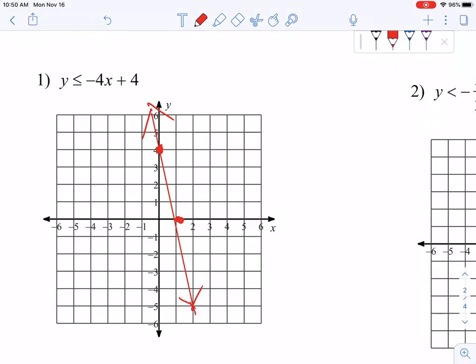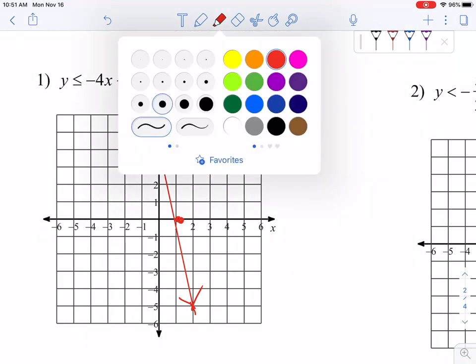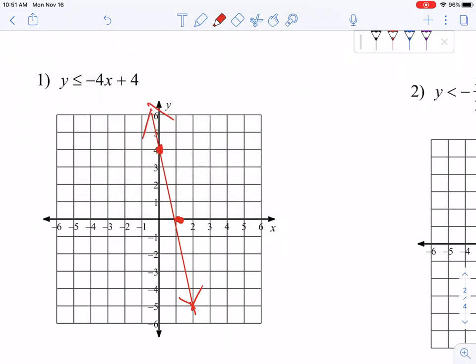So we have a solid line. And then we're saying, do we shade up or down? Again, I'm looking here, and that tells us to shade down. So we're going to shade below, which is everything underneath my line. So everything on this side of my line is going to be shaded.